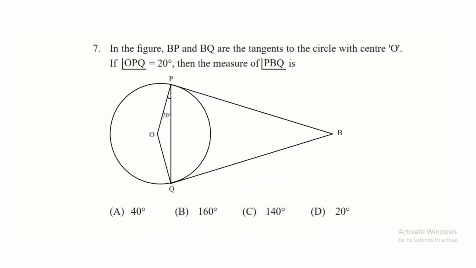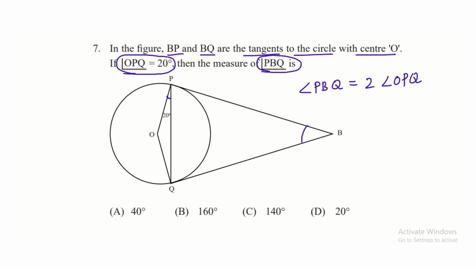Question number 7. In the figure, BP and BQ are the tangents to the circle with the center O. If angle OPQ equals 20 degree, then the measure of angle PBQ is dash. So it's very simple. Actually, angle PBQ is always equal to 2 times the angle OPQ. That is angle between the tangents, that is PBQ.